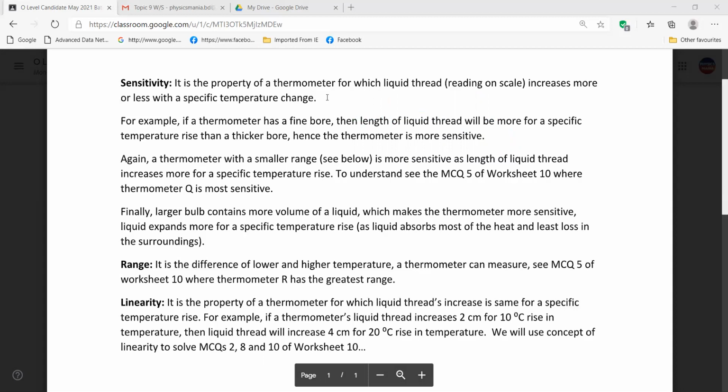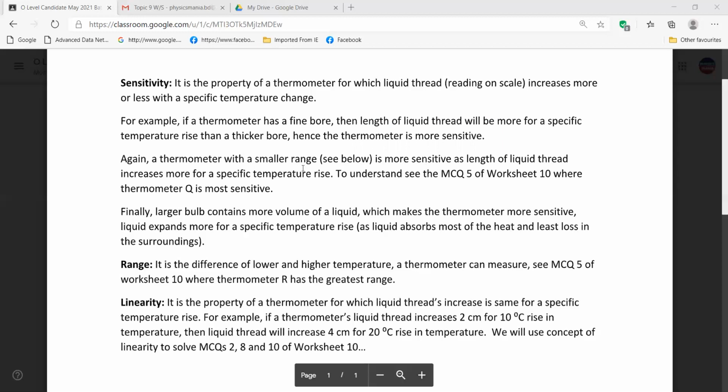So the example I gave is giving you the same thing, right? For a specific temperature rise, if the length of the liquid thread will be more than a thicker bore, hence the thermometer is more sensitive. So you got the theory and practical, both. Now you see again, a thermometer with a smaller range is more sensitive.